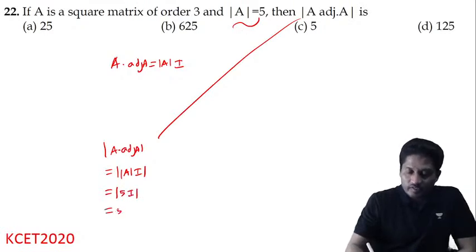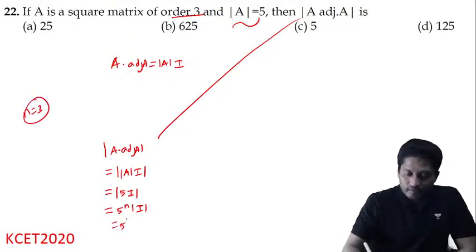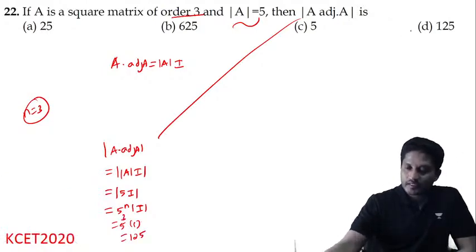So determinant A is 5, already given, and determinant of I. When you take 5 outside, it is 5 power n into determinant A, where n stands for the order of the matrix, which is 3. So this is 5 cube. Determinant of I is 1. The answer is 125 only. Answer is 5 cube, which is 125. Answer is option D.